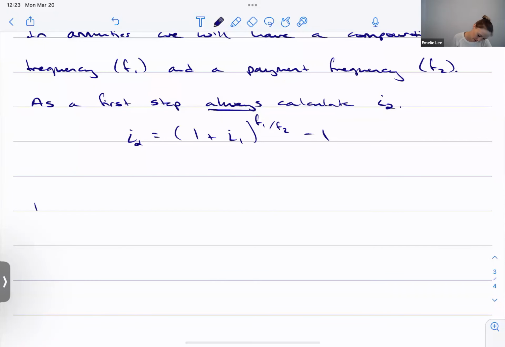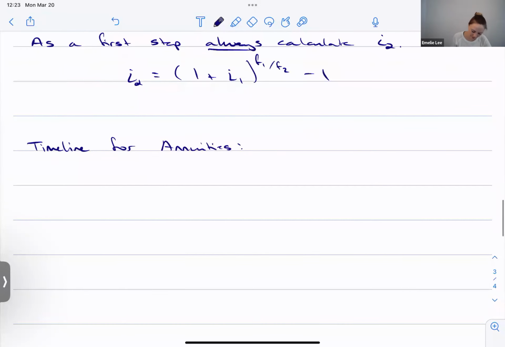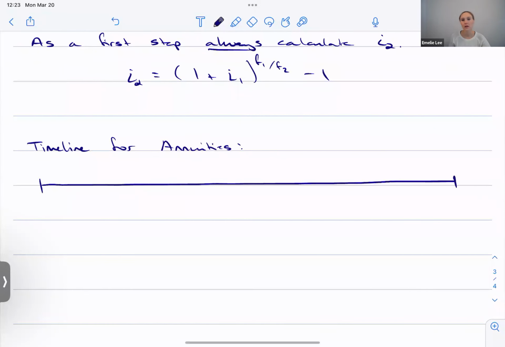In terms of our timelines, so the timeline for annuities is going to look something like this. Okay. So we're going to have maybe today, and then I'm going to take 5 years to pay off a car, right? And so I'm going to have regular payments of some amount. Now, we know how to solve this, right? But if I'm making monthly payments, which is very real thing, right? So that can happen, right? You make monthly payments to pay off your car. That's normal, right? And so what would we do?